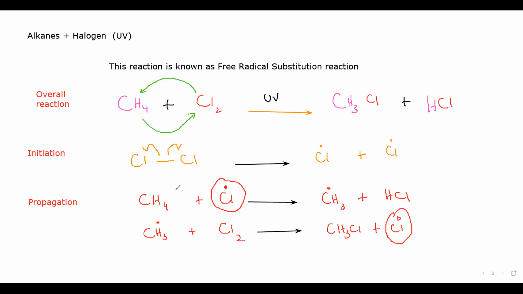So the propagation step involves two steps: methane reacts with chlorine to give methyl radical plus HCl, and then the methyl radical reacts with another chlorine molecule to form methyl chloride and chlorine radical. So this is what happens. Now the last stage is called termination. Termination means how the reaction stops.